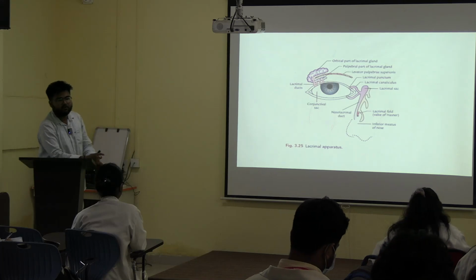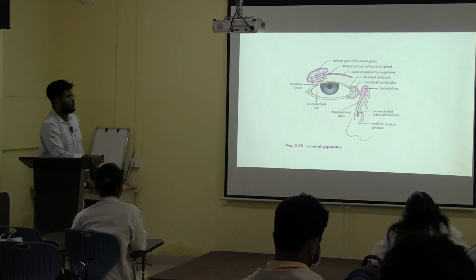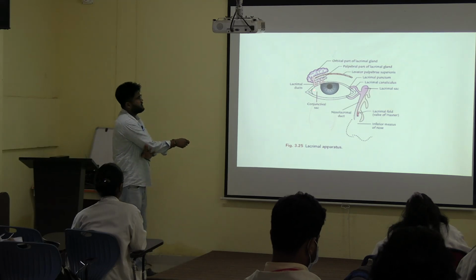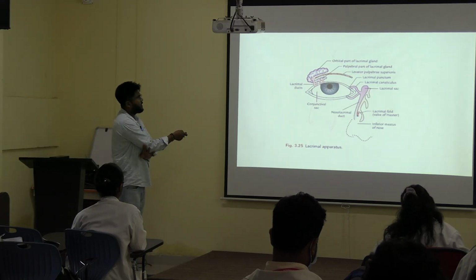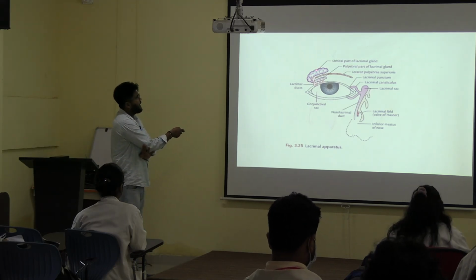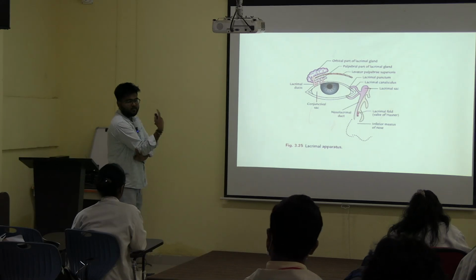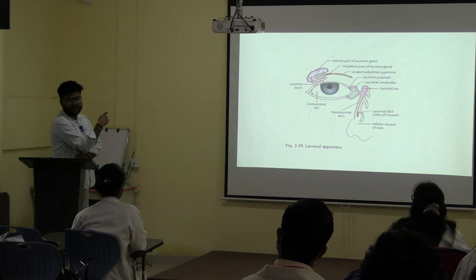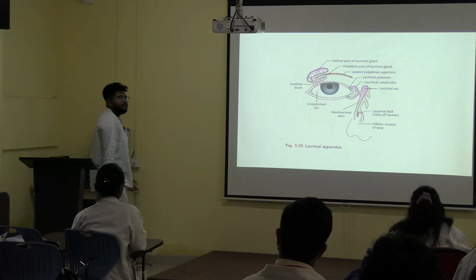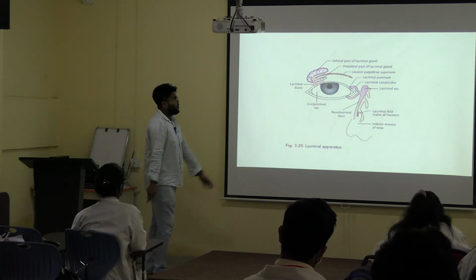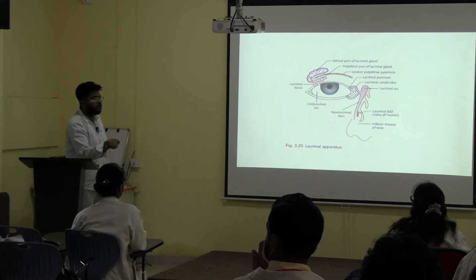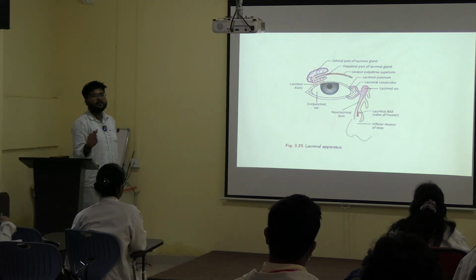This comes as a long, 10-mark question. So for the lacrimal apparatus, let's see one by one. This is the eye. Here you can see one gland is present under the upper eyelid. This is called the lacrimal gland. This lacrimal gland has two parts: one is the orbital part, and another one is the palpebral part.